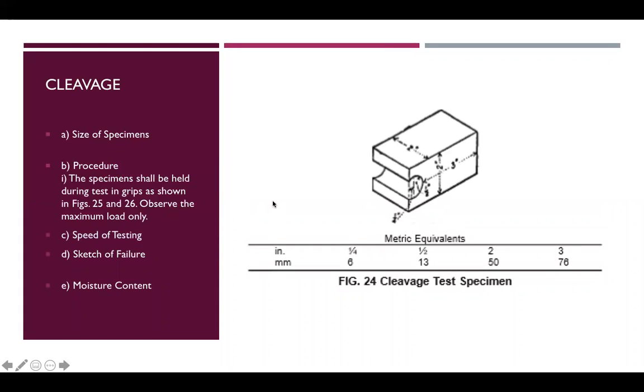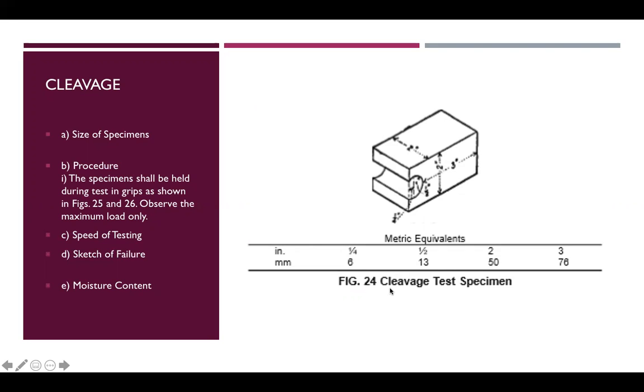there would be size of specimen, procedure, speed of testing, sketch of failure, and moisture content. So the size of the specimen for the cleavage is the test specimen size in accordance with the figure here. It would be 0.75, 0.523 inches. In millimeter, it would be 6 millimeter, 13, 50, and 78.